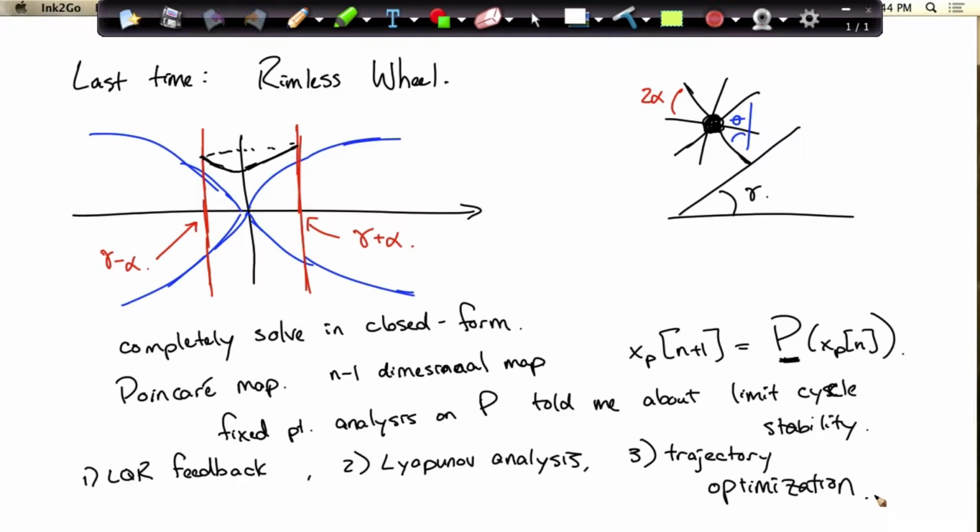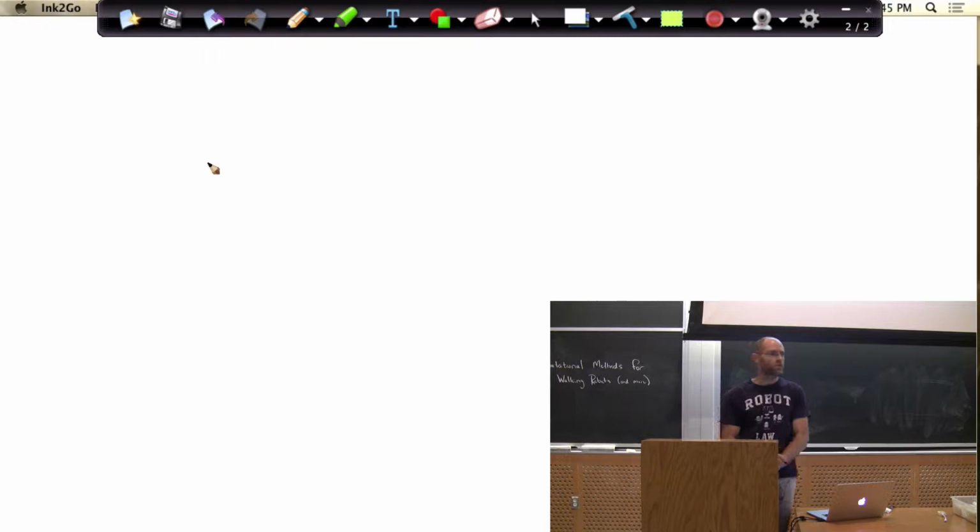Just for fun, let's go through them in the opposite order. We'll mix it up. Okay? All right, so let's think about trajectory optimization for this sort of walking system. And let me ask even a simpler question. The rimless wheel doesn't have any control inputs, so maybe designing a control input isn't so interesting for that. But there's even a fundamental question you could ask. Let's say I had a more complicated system, how would I even find a stable limit cycle or a limit cycle that exists? How would I find a periodic solution?